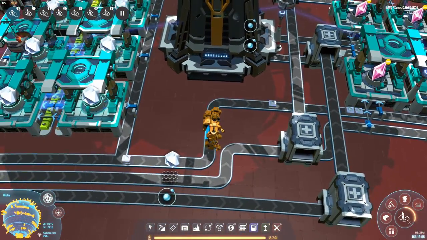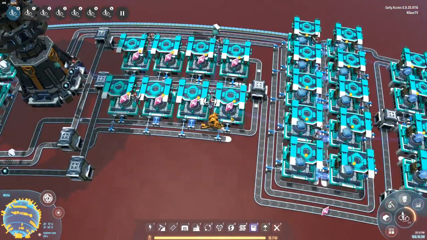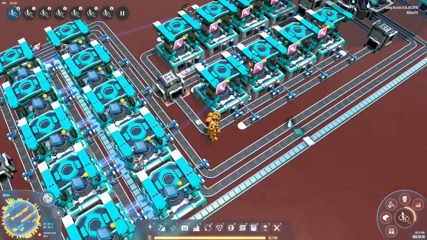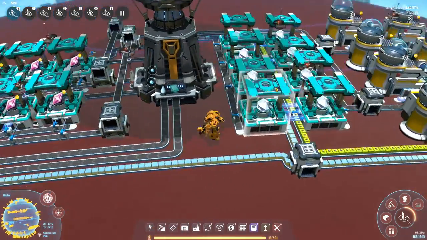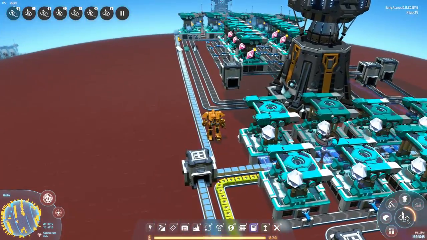Again, indicators on the belt, which will go down here for the Casimir crystals, go around, go through this one, and then feed over on this side. So that's the titanium crystals, and the titanium as well continues further down.